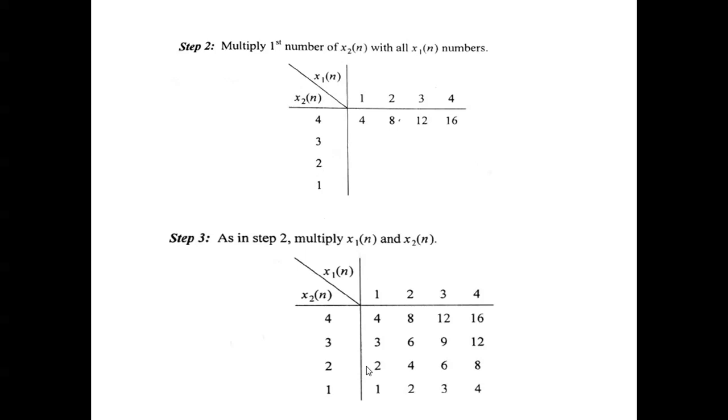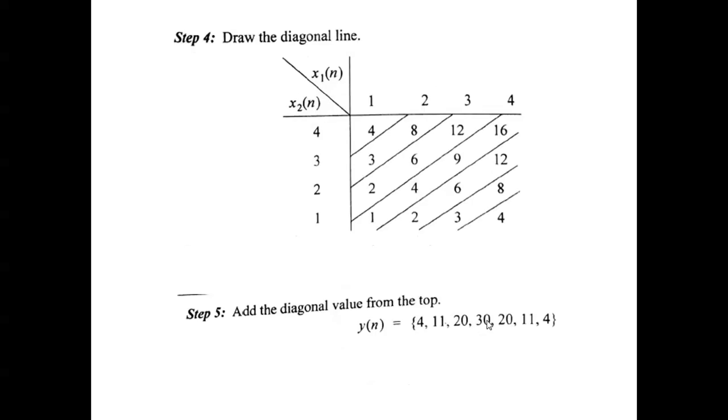Then step 2: multiply each number of x2 of n with all of x1 of n. If you multiply with the 4 value, you get 4 8 12 16. Similarly, you multiply with 3, 2 and 1 across 1 2 3 4. Once you multiply, you get the table. Finally, you draw the diagonal lines, add the values along each diagonal, and you get the value of y of n. So this is the tabular method.